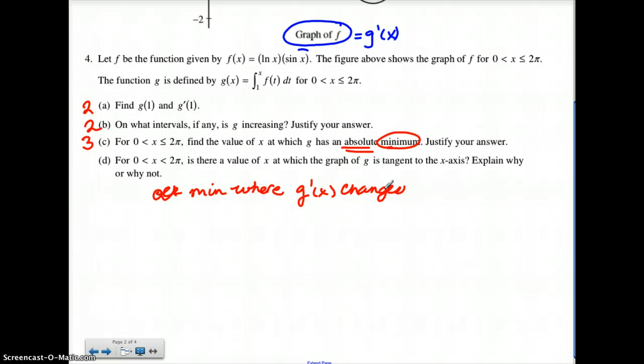If it says a minimum, I just need it to change from negative. Some of you are considering every possible critical point, but if it just says minimum, then we look for where it's going from negative to positive. If it just says max, I want to know where it goes from positive to negative. I don't need to list all critical points, just any that would supply me with a minimum. So I have a minimum where g prime changes from negative to positive.